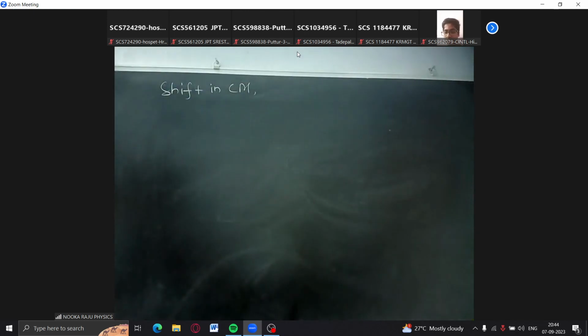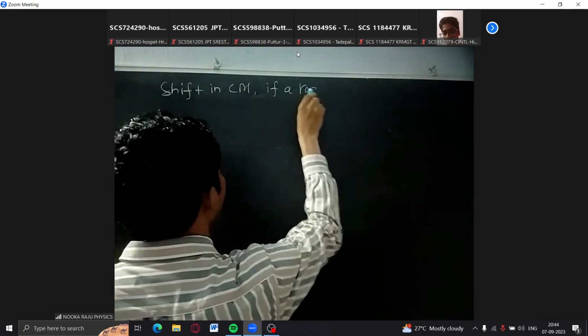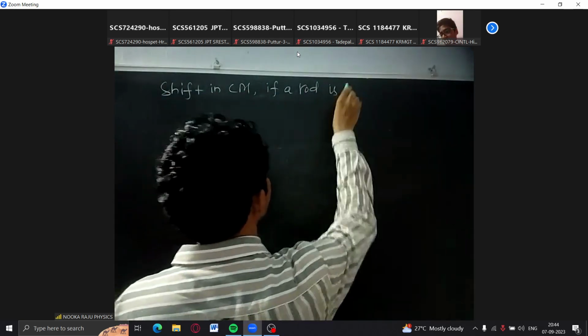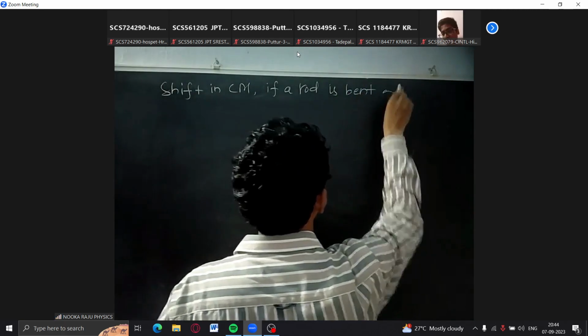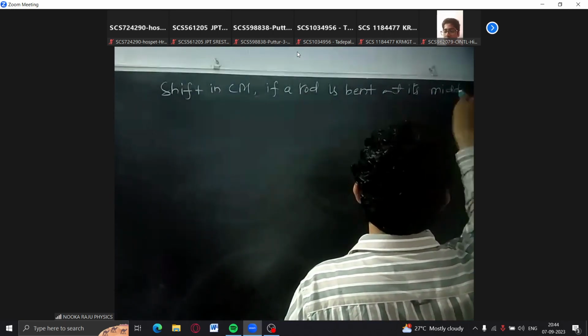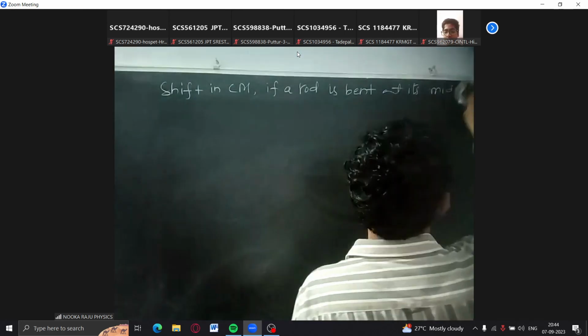Next, shifting center of mass. If a rod is bent at its middle or center, middle means midpoint, middle or midpoint.